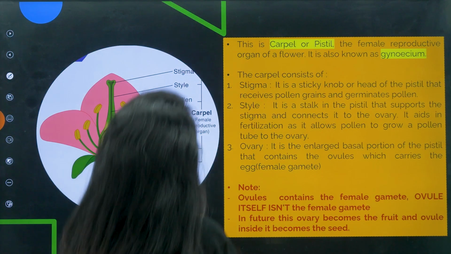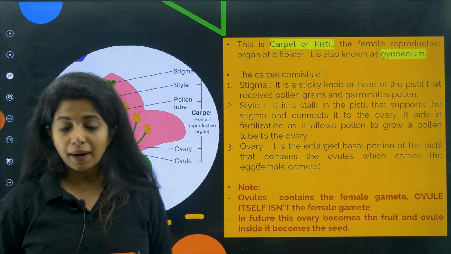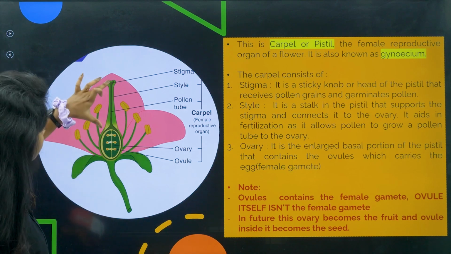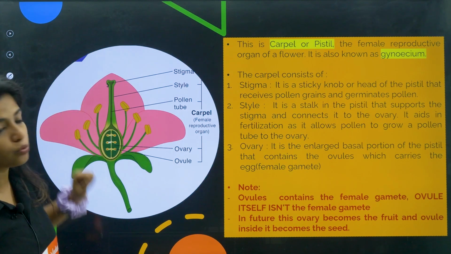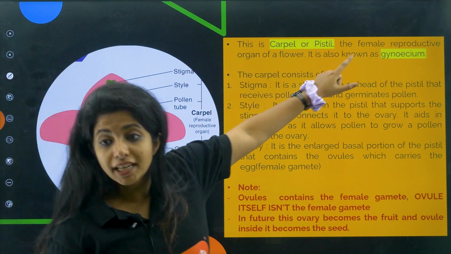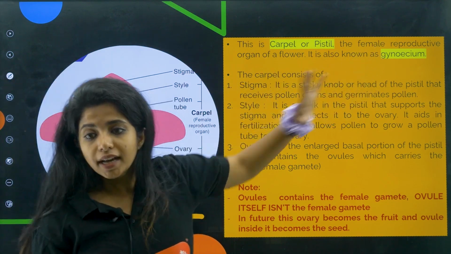Okay, so this is the female part of the plant. This is known as the carpel, my dear children. So, from here to here, this structure that you see, it is known as the carpel, or you also call it a pistil. In scientific terms, you call it gynoecium. What do you call it? You call it gynoecium.